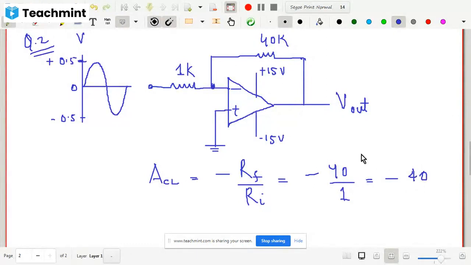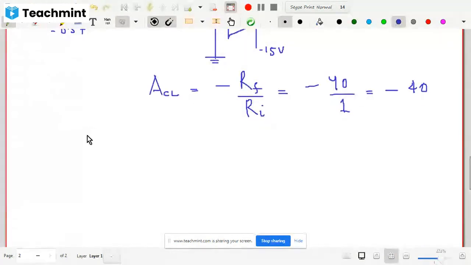So the gain you find out to be minus 40. Since the gain is coming out to be negative, the output voltage should be inverted. I mean, it should be 180-degree out of phase with the input. Now let us calculate V out, then we will draw the waveform. So what is V out? V out should be equal to the gain into input. That is nothing but ACL into input, VIN.